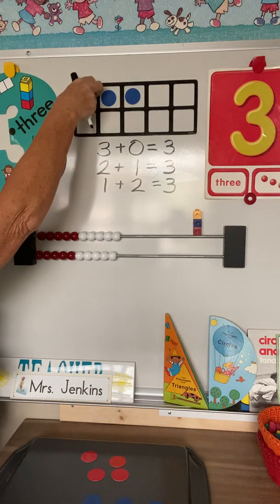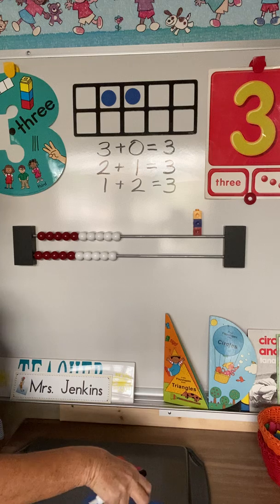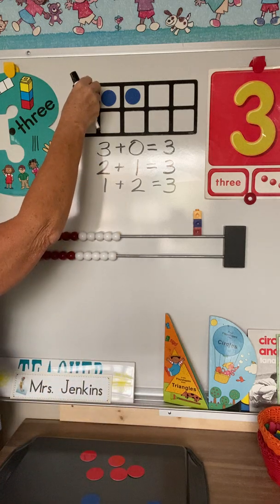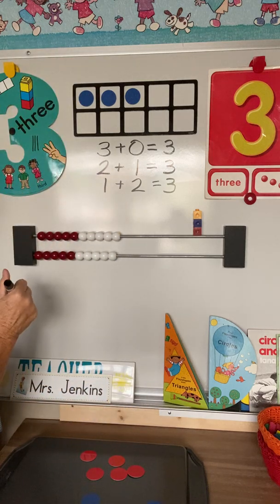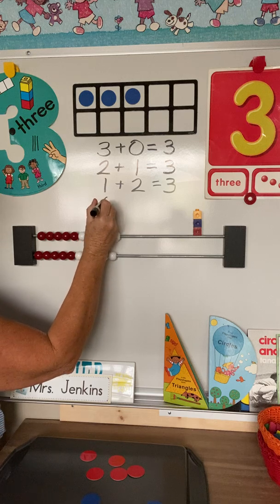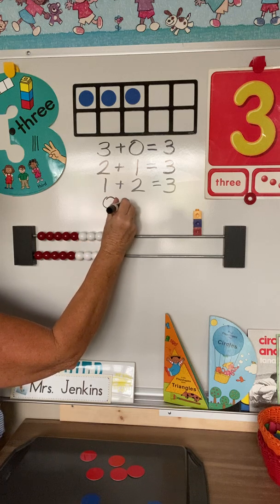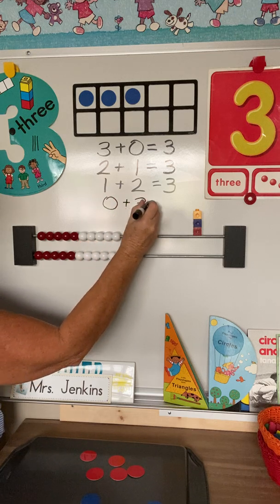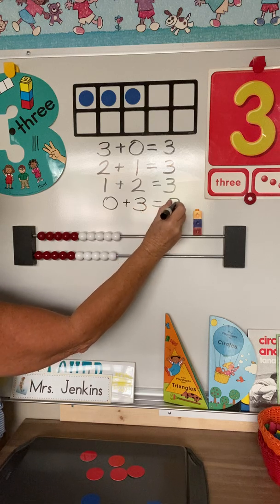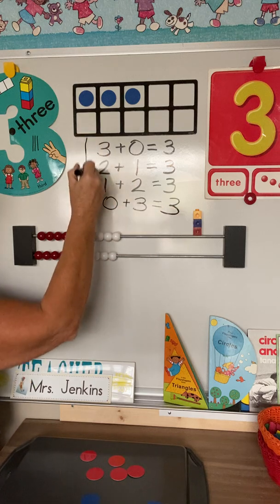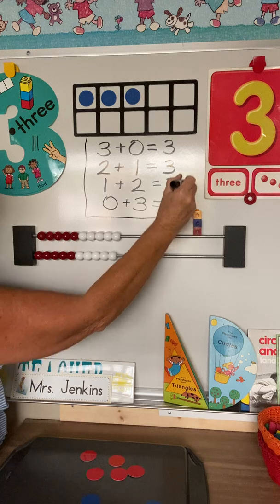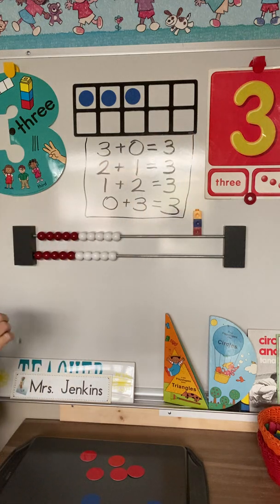So the last one would be, let's take this red off. And now how many reds do we have? 0 reds plus 3 blues equals 3. And those are all the ways that we know that we can make 3.